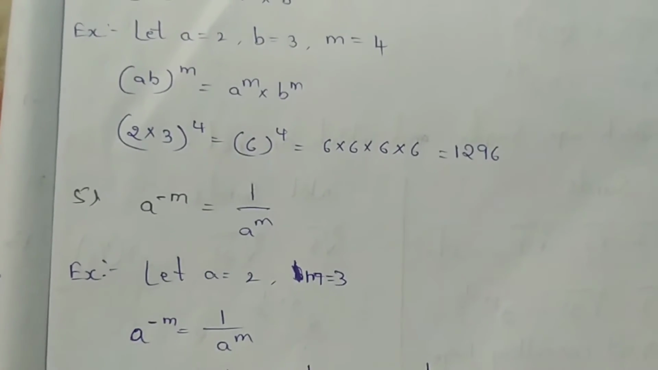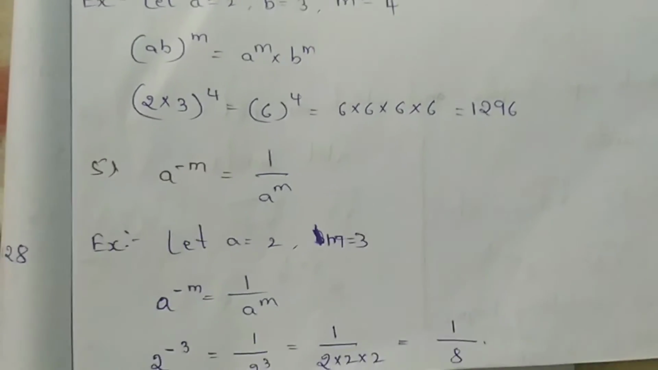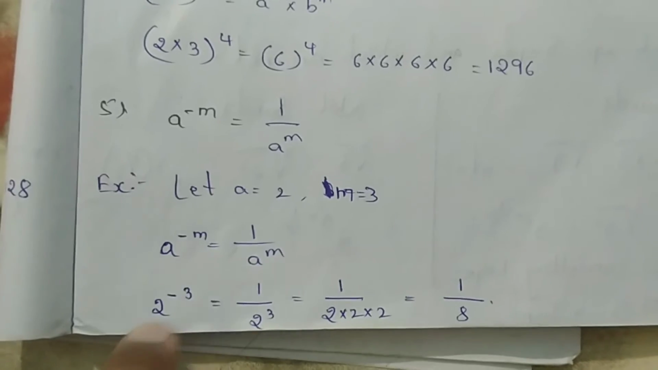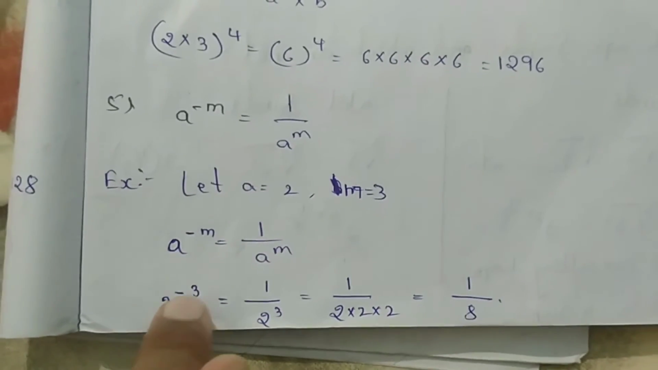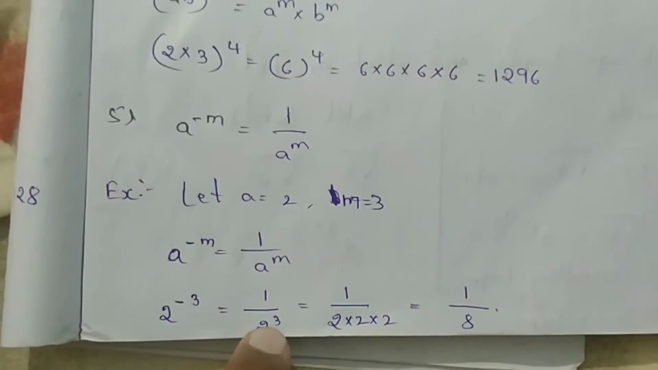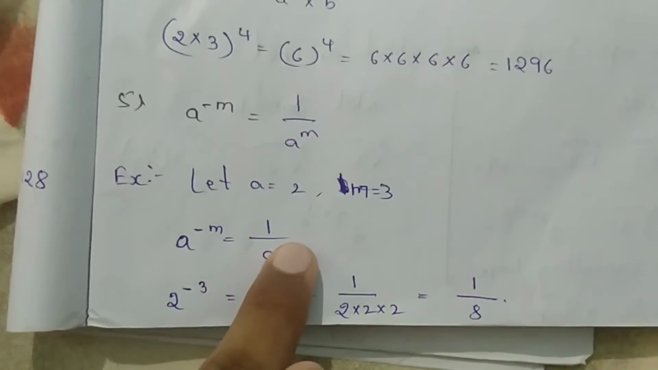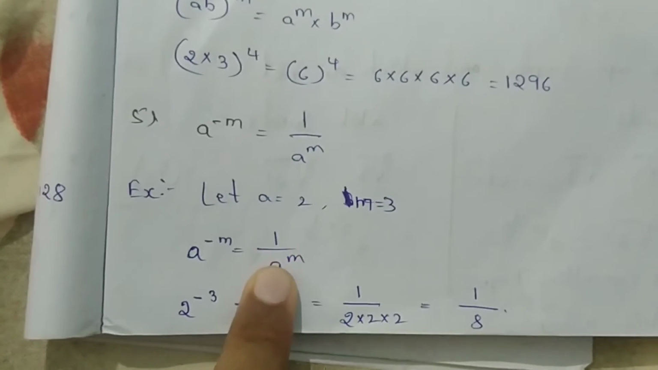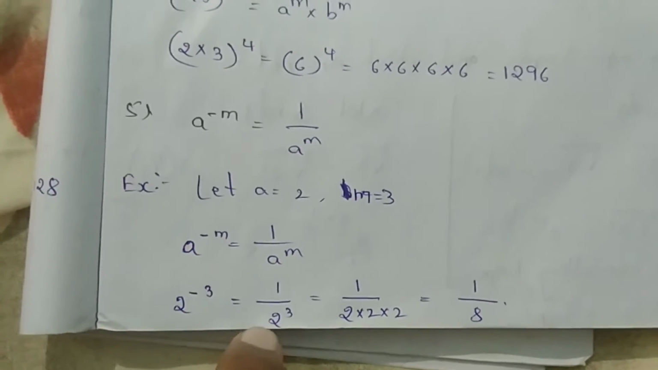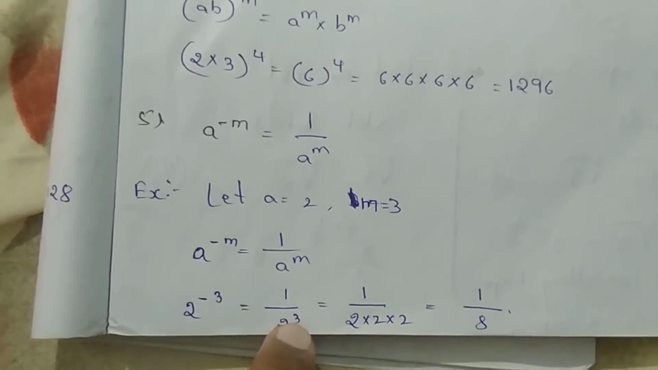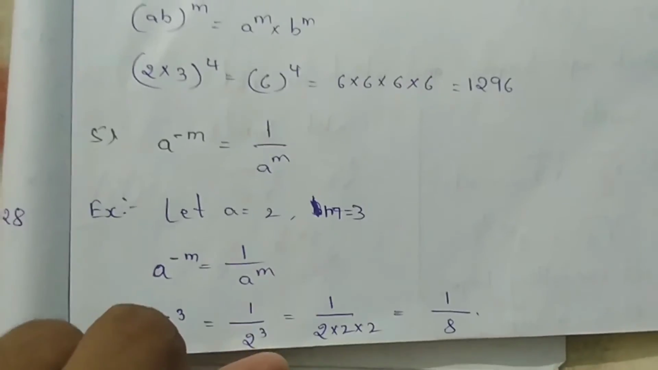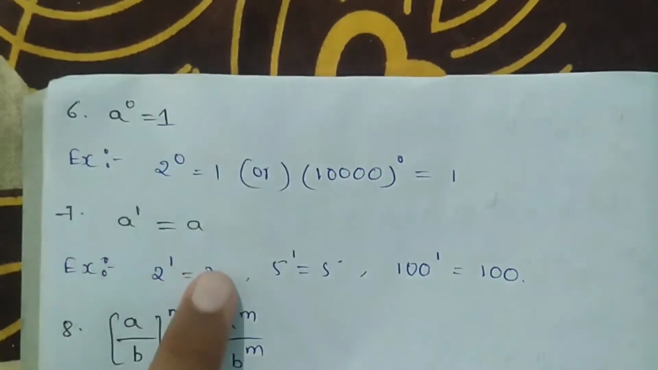a power minus m is equal to 1 by a power m. Let a value be 2 and m value be 3. 2 power minus 3 is nothing but 1 by 2 power 3, because if we take 1 by, the minus sign will become plus. 1 by 2 power 3 means 2 into 2 into 2, which is 1 by 8.